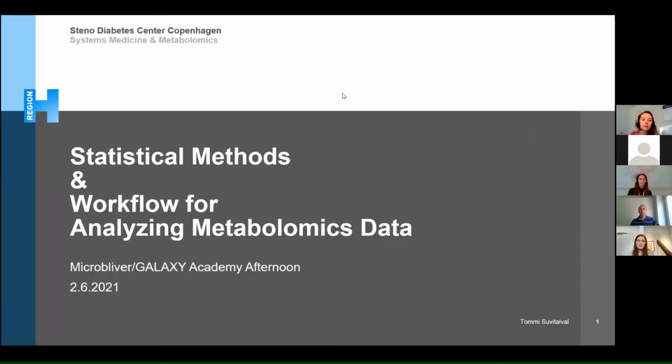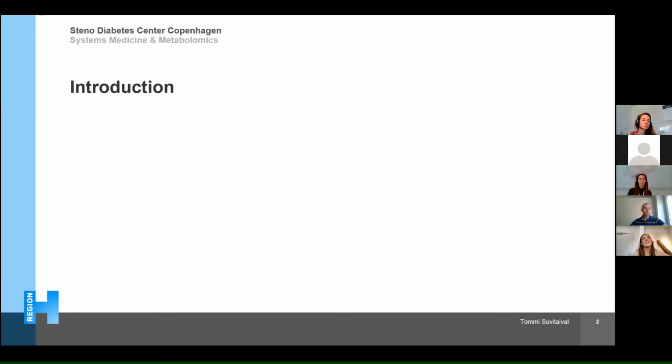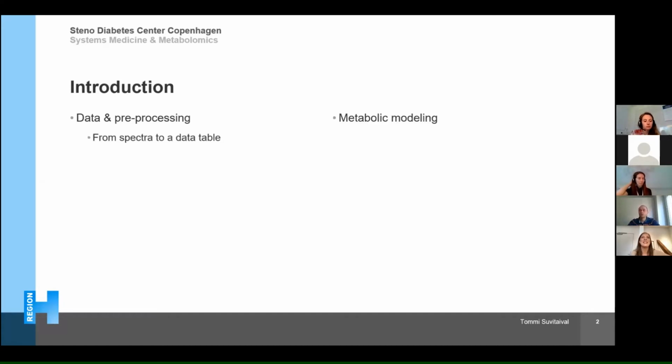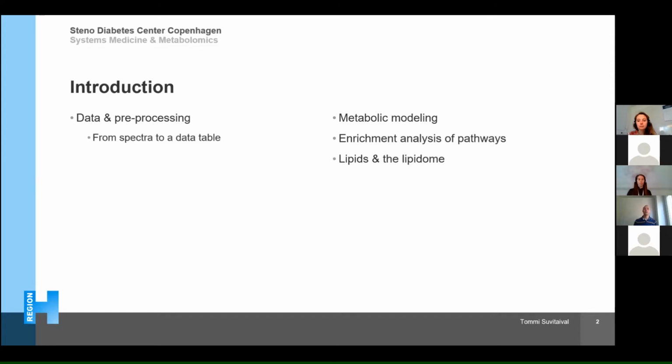So I will present some statistical approaches and workflows for analyzing metabolomics data. I will start by telling a little bit about pre-processing the raw data, how that goes into a more simple format. Then I'll talk about modeling approaches, starting with metabolic modeling, which is a more complex approach, going into enrichment analysis of pathways. What does that mean? How does it work? And then finally, I will tell about lipids and the lipidome and how those are special among the metabolites.